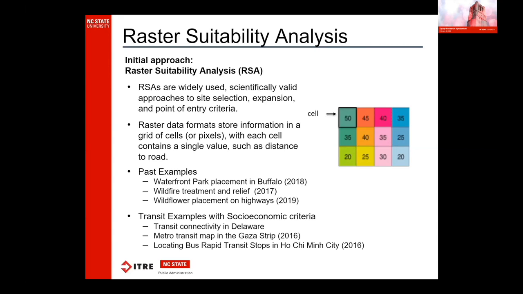Some past examples where raster suitability analysis has been used in planning efforts and in other sciences too, I guess, are for waterfront park placement in Buffalo, for wildfire treatment and relief, and for wildflower placement on highways. And then a few that are specific to transit and transportation with socioeconomic criteria are for transit connectivity in Delaware, for metro transit mapping in the Gaza Strip, and for siting bus rapid transit stops in Ho Chi Minh City. So lots of applications all around the world, and definitely common in transportation planning. Slide.